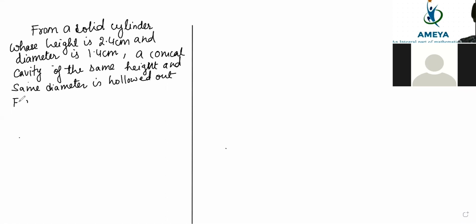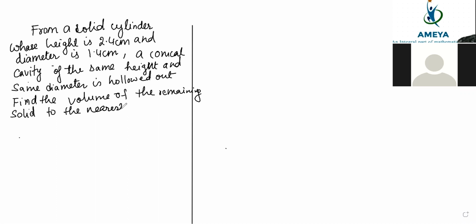Find the volume of the remaining solid to the nearest cubic centimeter. Pi is equal to 22 by 7, you have to take. And your time starts now.